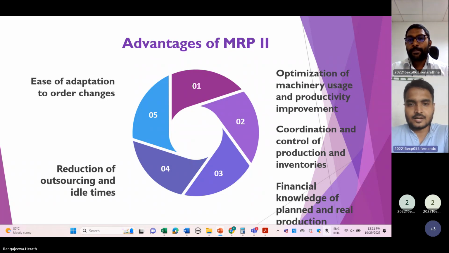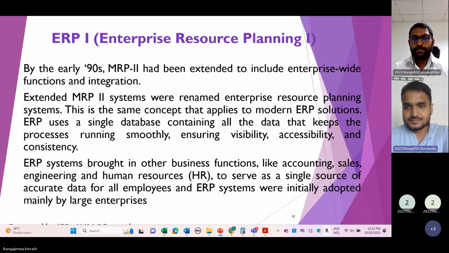Good afternoon, everyone. I'm going to present here ERP systems. As explained, MRP2 systems were extended and renamed as Enterprise Resource Planning systems in the 90s. This is the same concept that applies to modern ERP solutions for sales, marketing, human resources, as well as accounting and finance. ERP systems were initially mainly adopted by large enterprises.